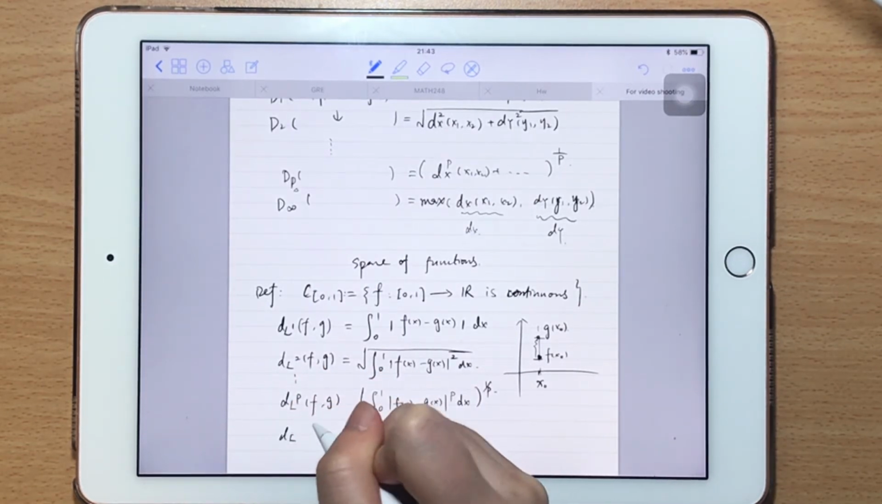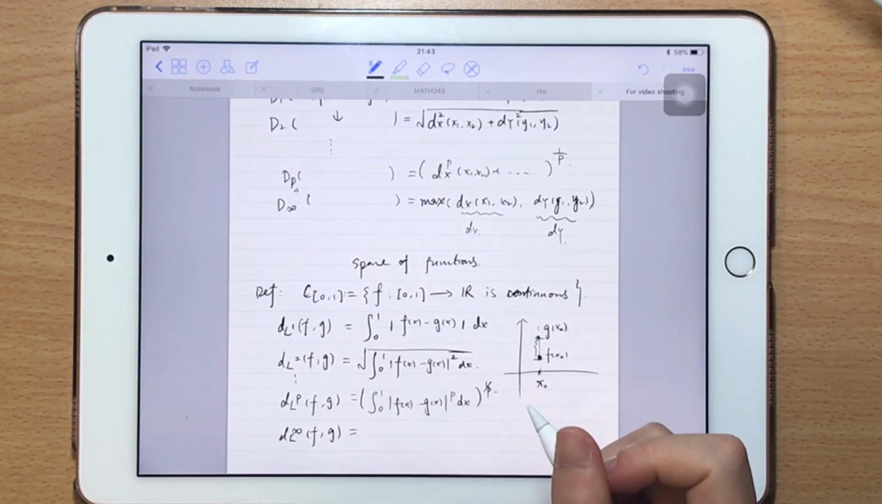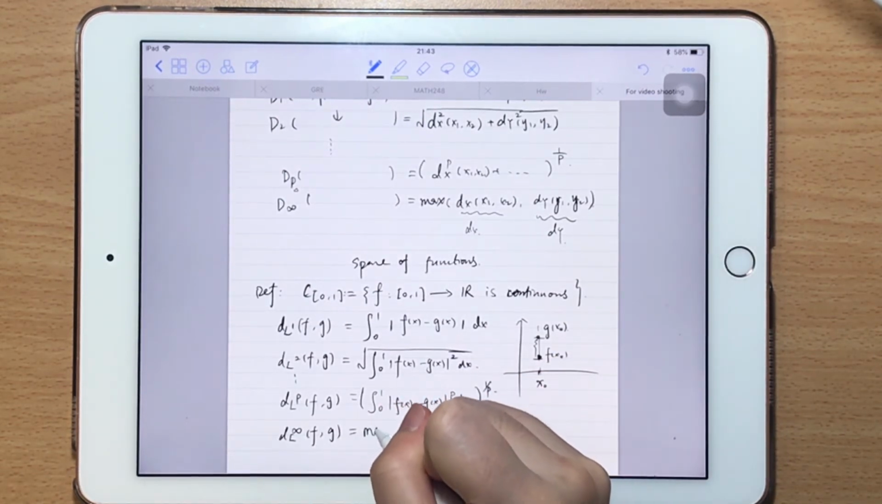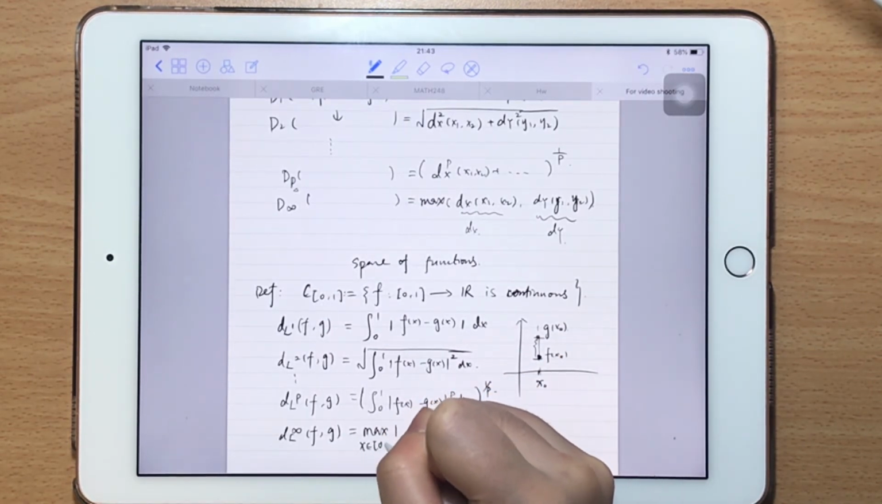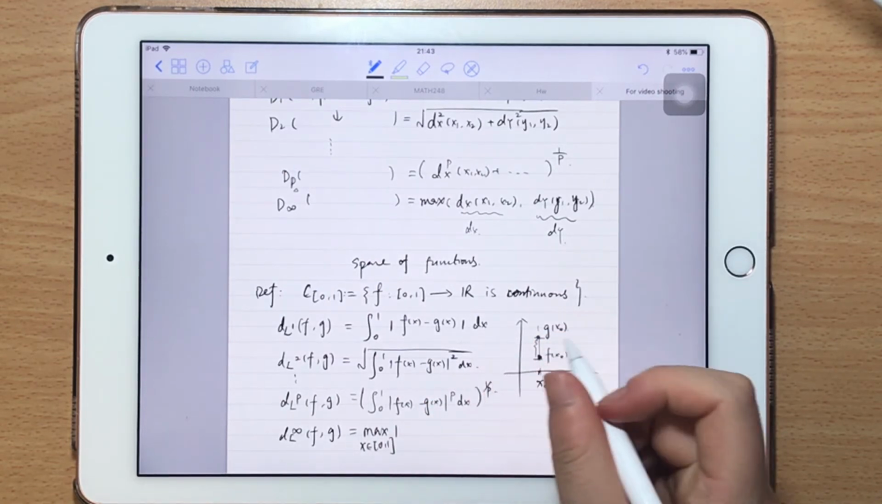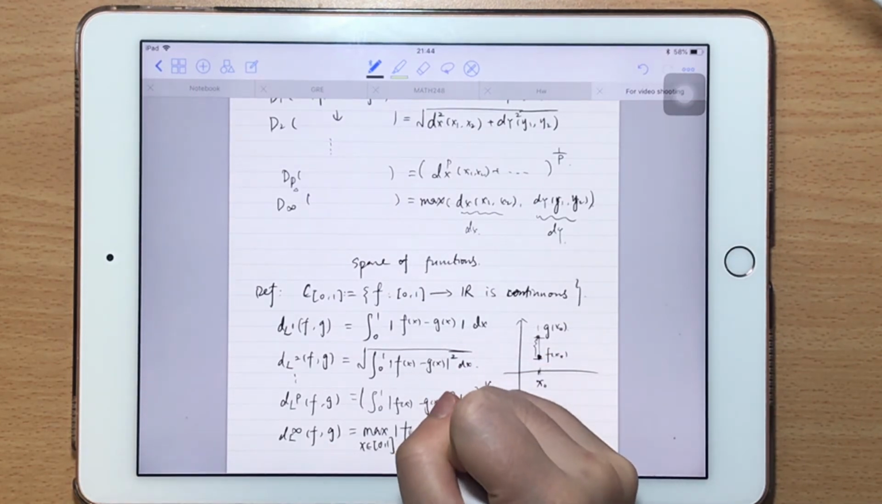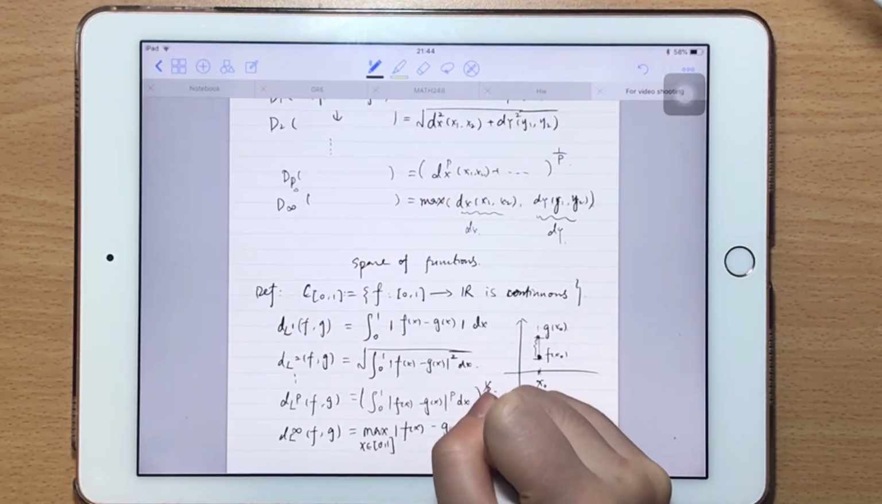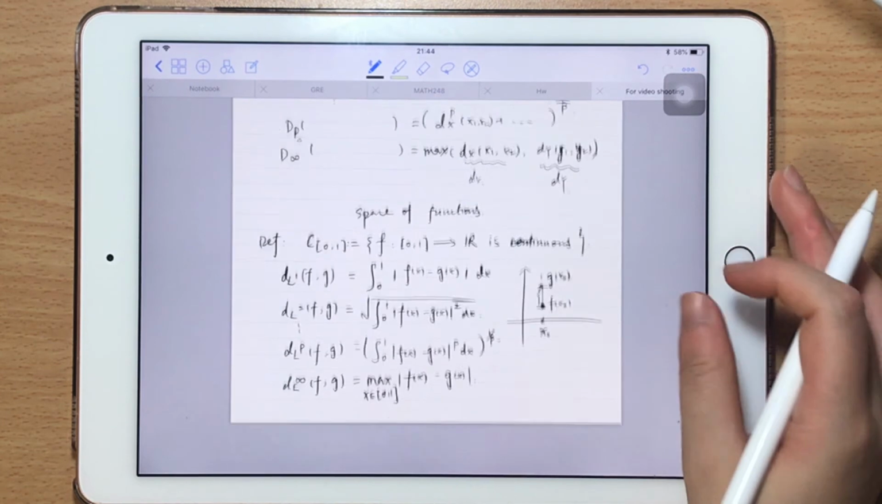And for d_L infinity, well, the maximum would appear, right? So actually d_L infinity is going to be the maximum over x in [0,1] of the absolute value of the difference of f and g. So now this is d_L infinity.